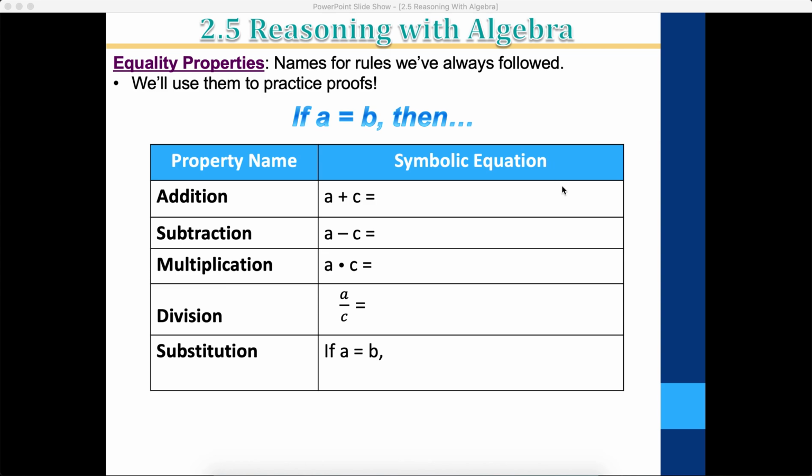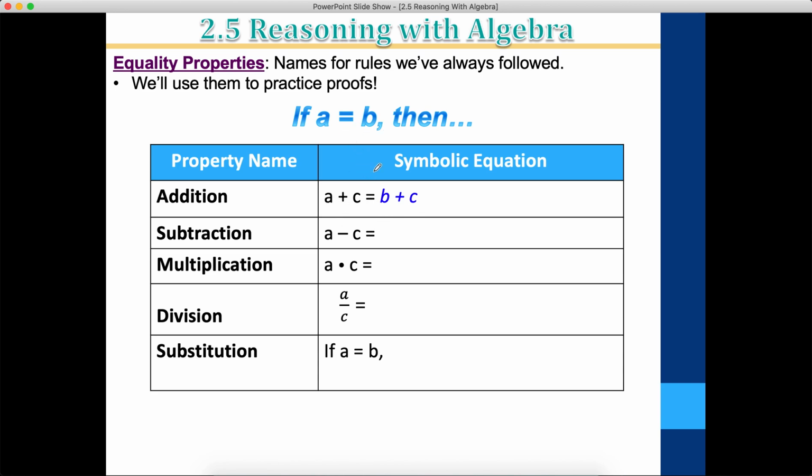So let's first put names to some of the properties that are super obvious that I know that you know. And these properties are called equality properties. And they're names for rules that we've always followed. So for instance, there's something called the addition property of equality, which is to say, if I have two values, A and B, that are equal to each other, and a third value, C, well, if I have A and I add C to it, it is also the case that if I take this equation and add C to B as well, then the two quantities stay equal.